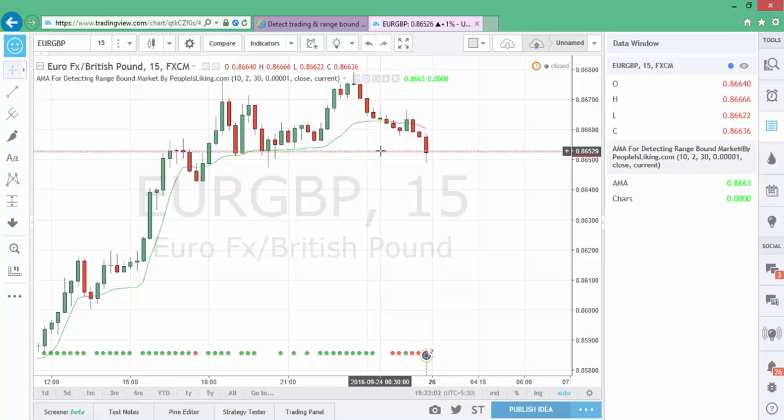In our next video I am going to show you one of the great trading strategies, triple EMA crossover, and with the help of this EMA for detecting a range bound market, how we are going to remove false signals and go into the correct signal directions. So if you like, in the Pine Editor, if you search for the EMA for detecting a range bound market, you can get this and use it with your trading strategy.